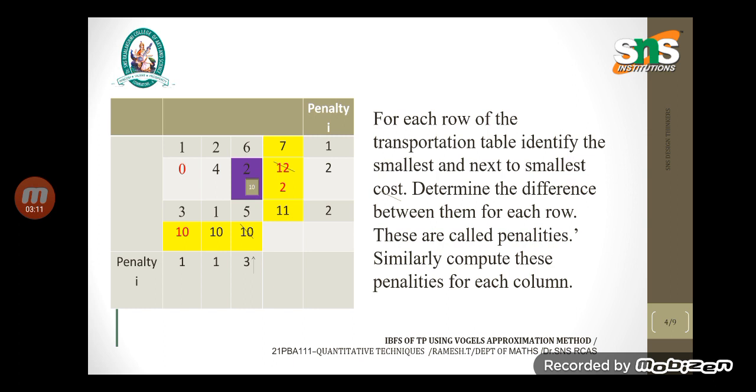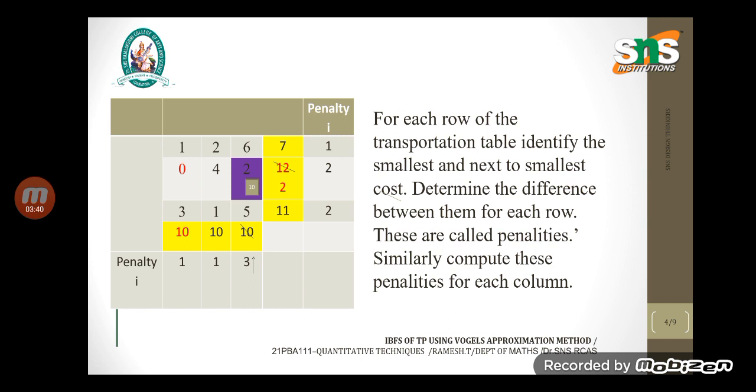Now in the row penalties and column penalties, we choose the largest penalty. On the row side, the largest penalty is 2, and column-wise the largest penalty is 3. Among 2 and 3, 3 is the maximum. Therefore we choose the third column, with penalty 3. From that we apply the least cost method. In this third column, which cost is minimum? 2, that is in cell 2, 3.